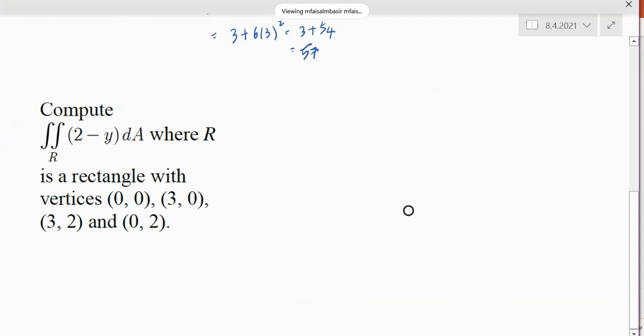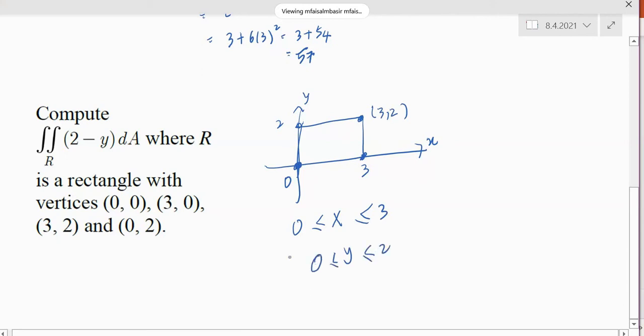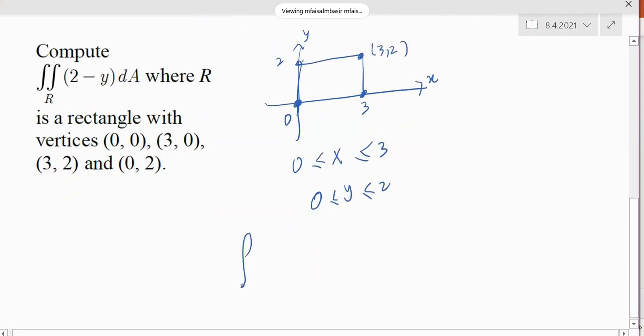Okay. Rectangle vertices: 0, 0, 3, 0, 3, 2, 0, 2. Which means your x is between 0 to 3, your y is 0 to 2. So the left must be lower than the right-hand side. So now you have to integrate the double integral of r minus y dA.